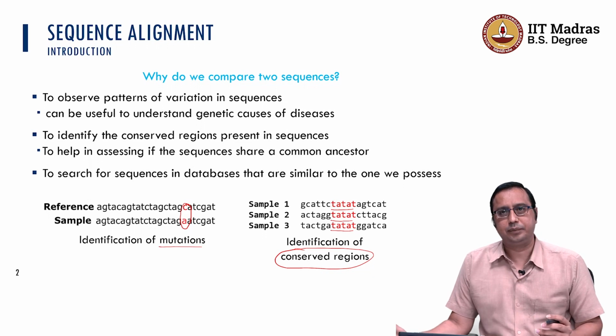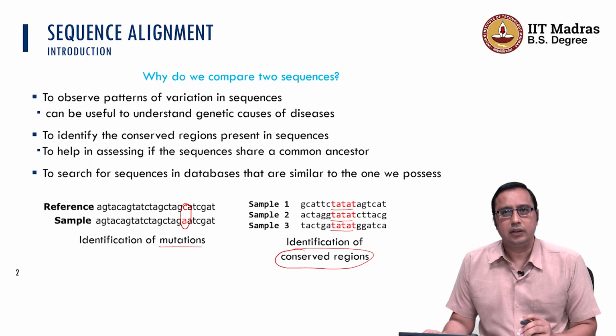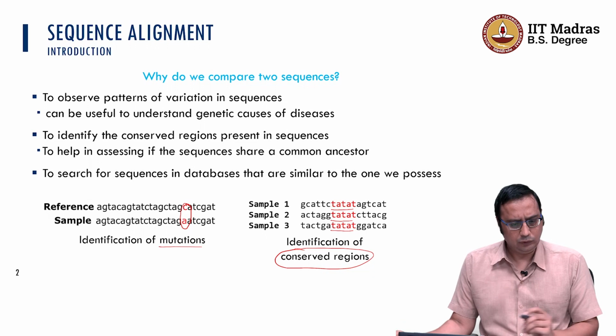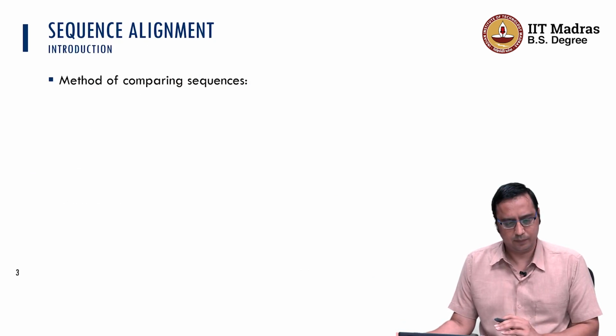And of course, one of the main ideas of sequence alignment is to search for sequences in databases that are similar to the one we have right now, or that we have sequenced from an unknown sample. So these are some of the reasons we want to compare the sequences.